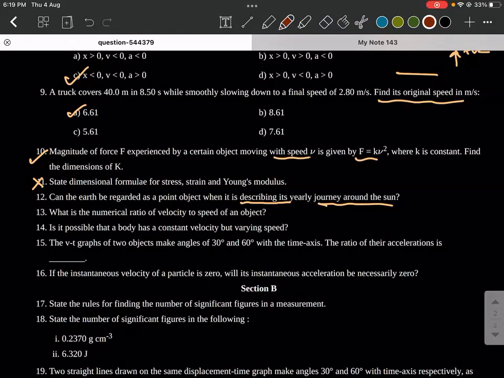In this question, the answer is yes. So what would be the reason you will give? Because it covers a large distance compared to its own size. So please make a note of that.